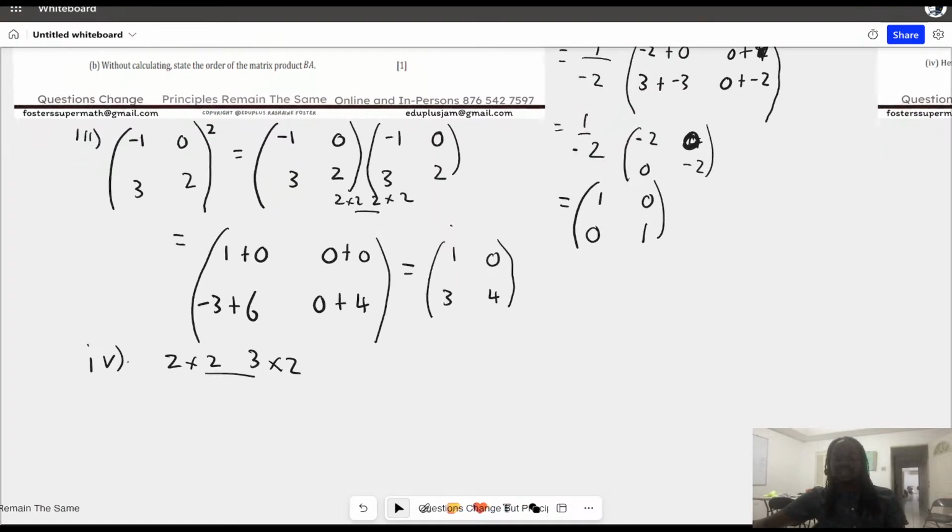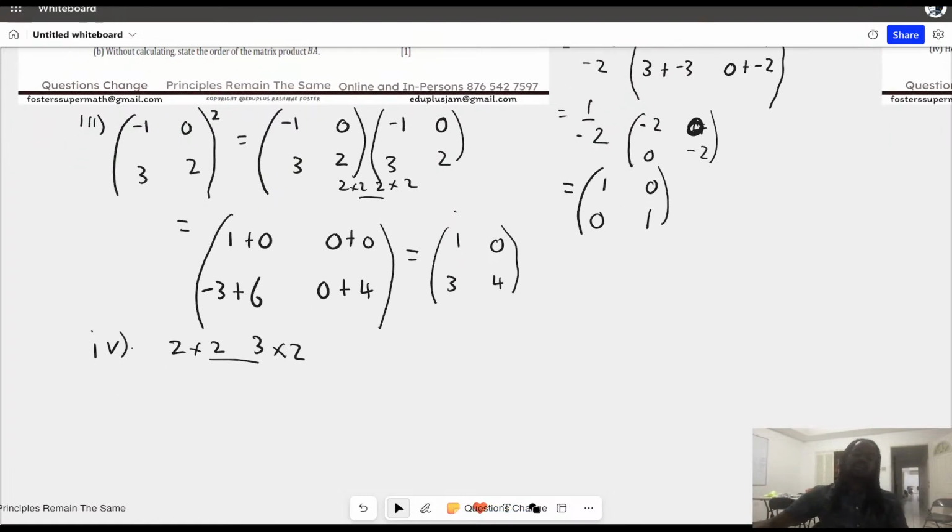But if you have to answer the actual question, then you tell them that the number of columns in the first is not equal to the number of rows in the second.